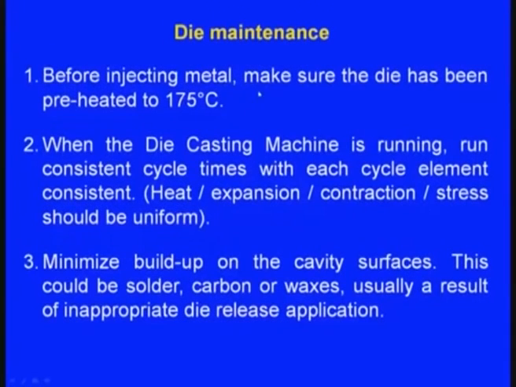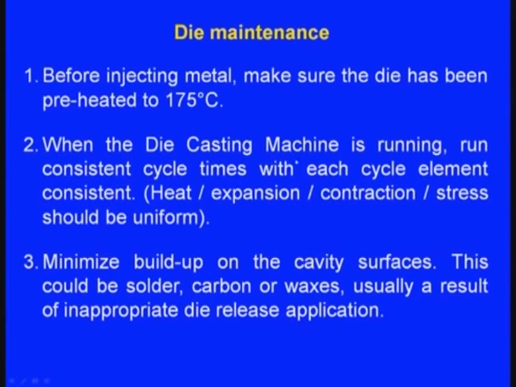Now, die maintenance. Before injecting the metal, make sure that the die has been preheated to 175 degrees centigrade. So, this is the first step in die maintenance. When the die casting machine is running, run consistent cycle times with each cycle element consistent. Heat, expansion, contraction and stress should be uniform. Next one, minimize build up on the cavity surfaces. This could be solder, carbon or waxes, usually a result of inappropriate die release application. So, we have to minimize the build up on the die cavity surfaces.